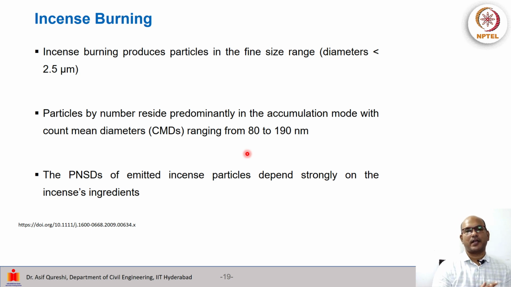Now we will change to another type of burning, which is incense burning. Incense burning generally produces particles in the fine size range. In this case, the fine size range means less than 0.25 micrometer diameter. Generally, particles by number will be in the accumulation mode with a count mean diameter of about 80 to 190 nanometers, which is 0.08 to 0.19 micrometer. The particle number size distributions of emitted incense particles depend strongly on the ingredients of the incense itself. So again, it can be very variable.